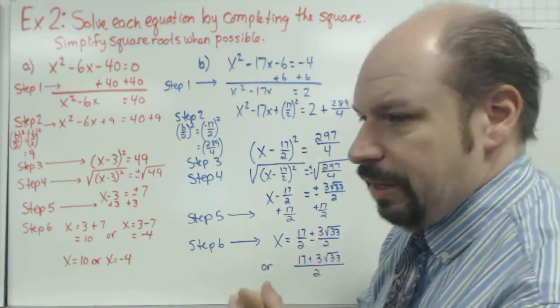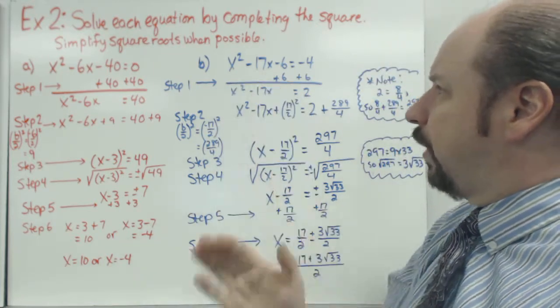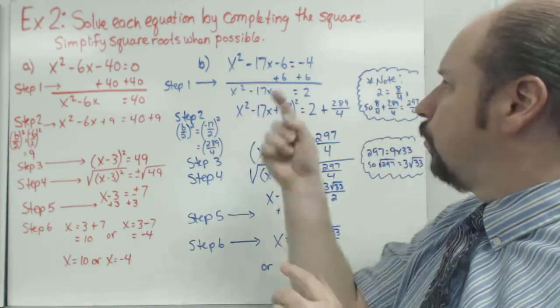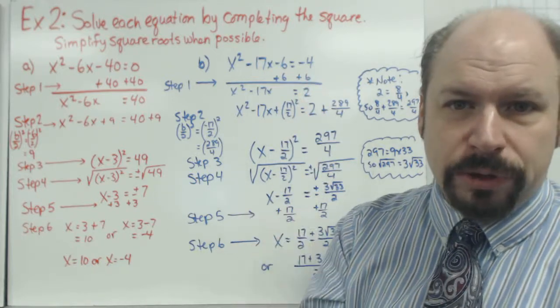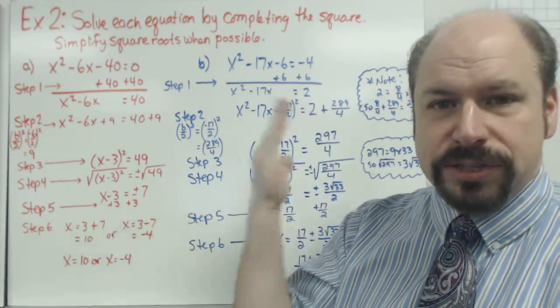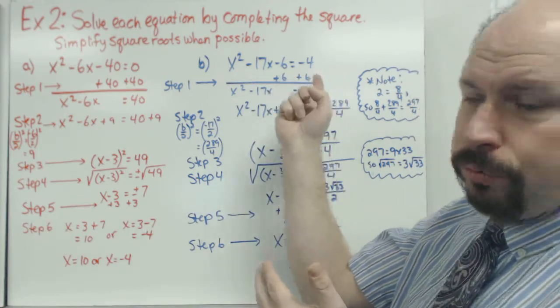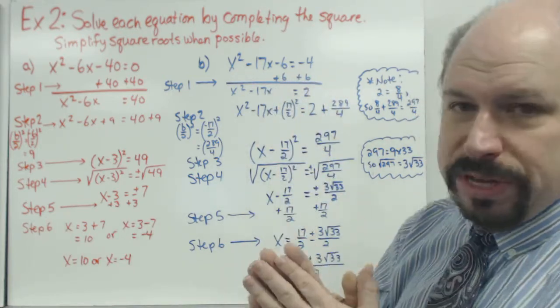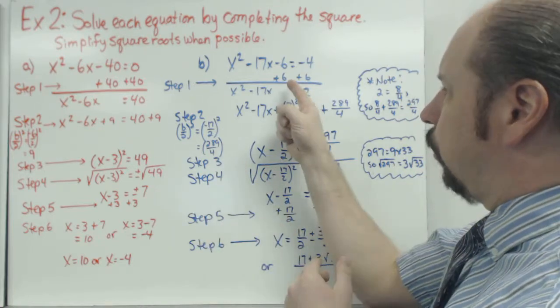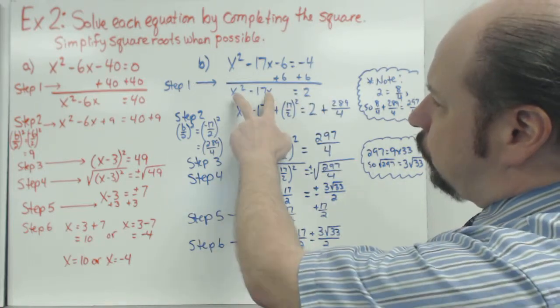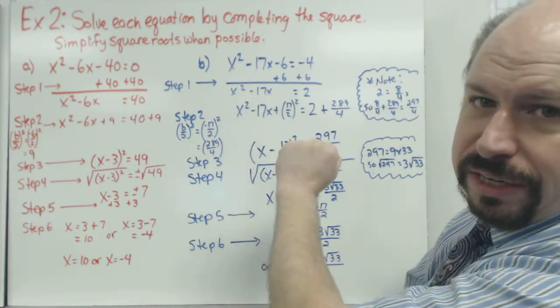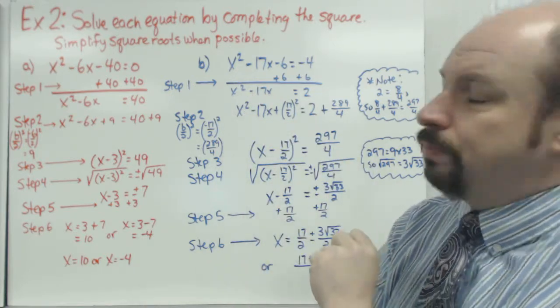Okay, so in this next example here, x squared minus 17x minus 6 equals negative 4. So remember that first step is we want to move any constants over to the right-hand side. So this minus 6 needs to move. So we add 6 to both sides. Always undo what's being done here. So add 6 to both sides. So we get x squared minus 17x equals positive 2.